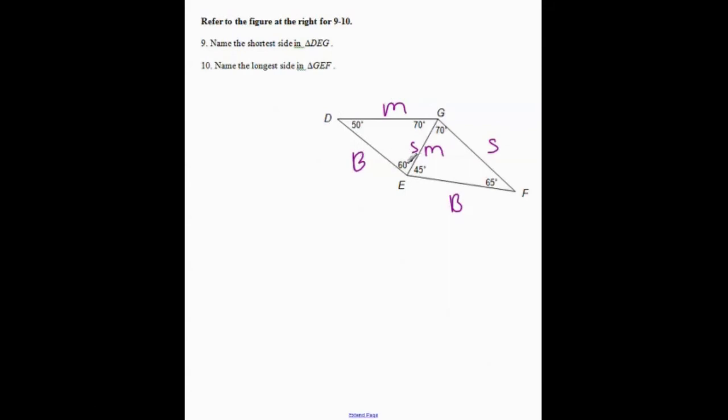DEG. Name the shortest side. That's going to be GE. Name the longest side of GEF. Well, that's going to be this side right here, EF. If I wanted to find the smallest side of both of these, I'd compare this medium and this small, knowing that this medium is the same length. This small is the overall small.